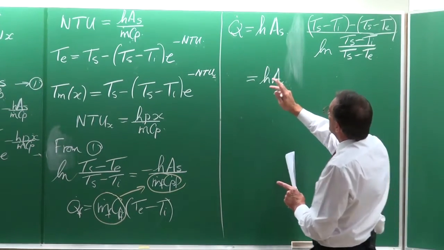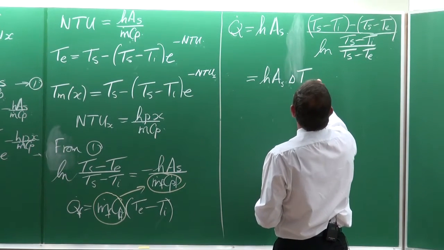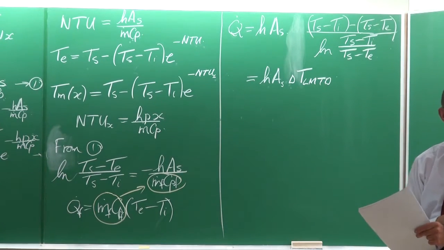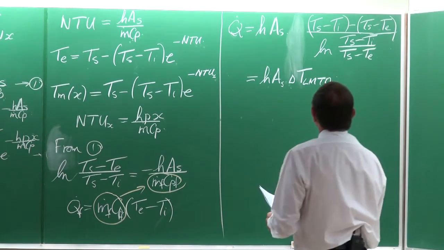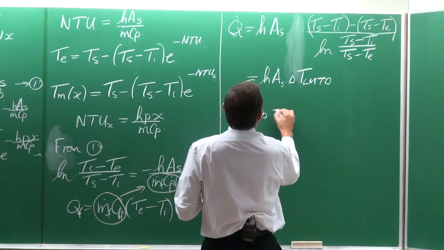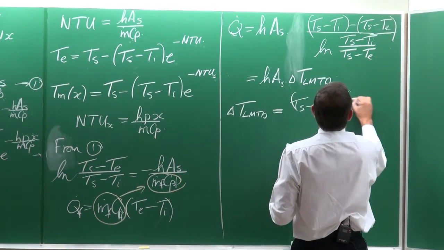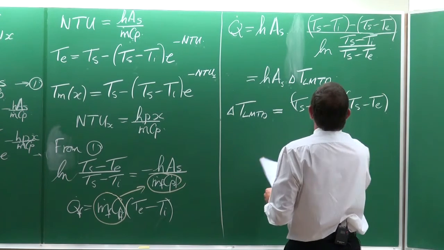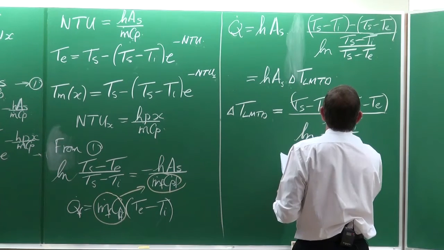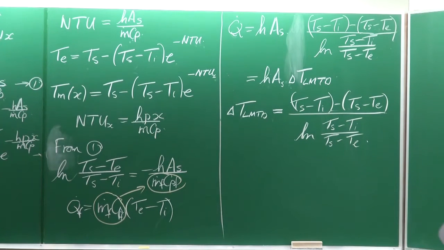It says that the heat transfer rate is equal to the heat transfer coefficient multiplied by the area multiplied by what we call the log mean temperature difference. This log mean temperature difference is equal to (Ts minus Ti) minus (Ts minus Te), divided by the ln of (Ts minus Ti) divided by (Ts minus Te). We're going to use this a lot. Very important.